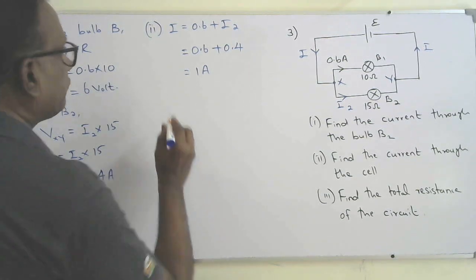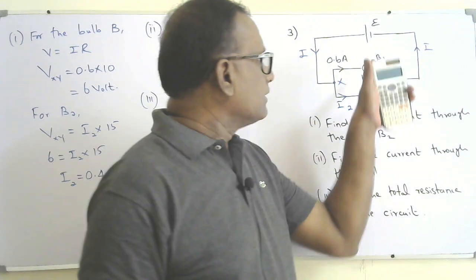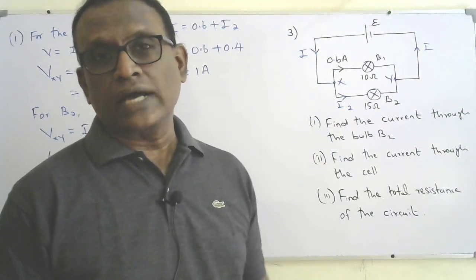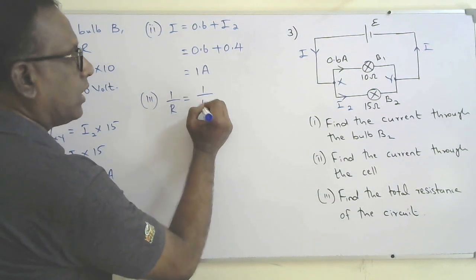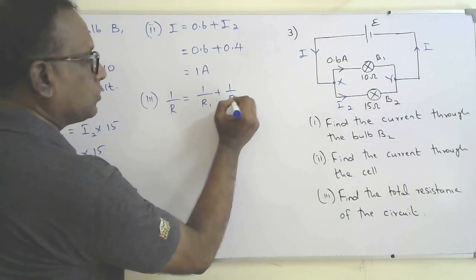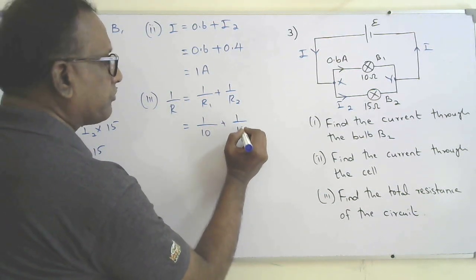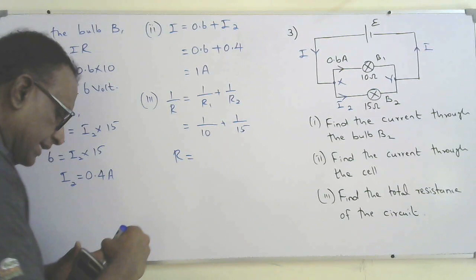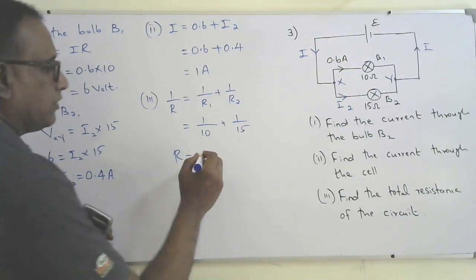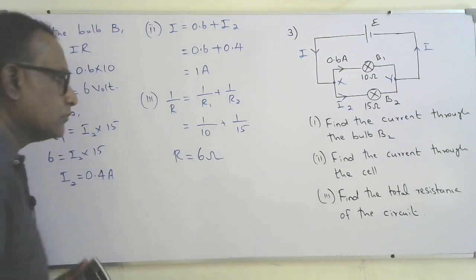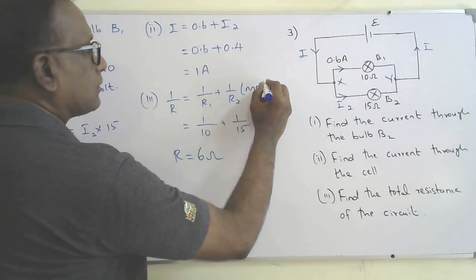Okay, so third part, find the total resistance of the circuit. That means that's the equivalent resistance. They are connected in parallel. So I can directly use the equation 1 over R equal 1 over R1 plus 1 over R2. So 1 over R is 1 over 10 plus 1 over 15. Solve it and find the R, that is the equivalent resistance. So R will be 6 ohms. Okay, so this is method 1.